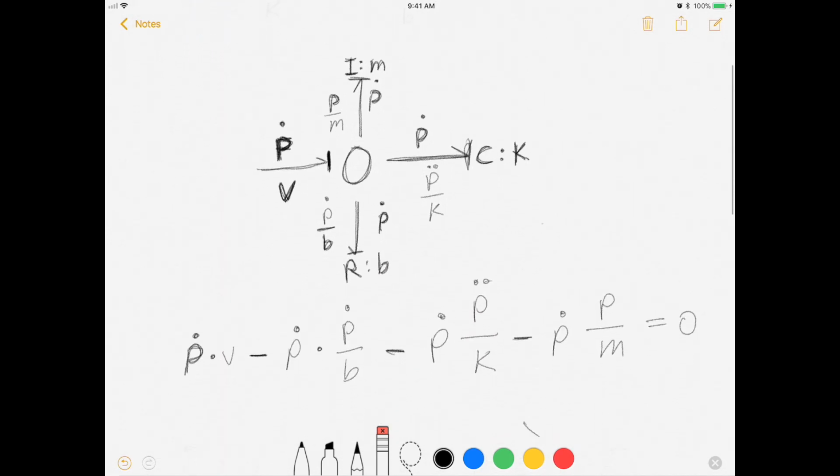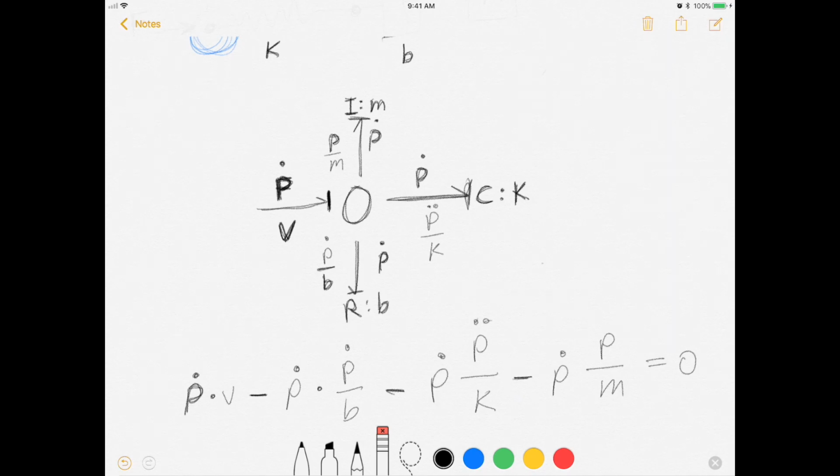So that is effectively the deep dive explanation of how I create a bond graph with a single junction.